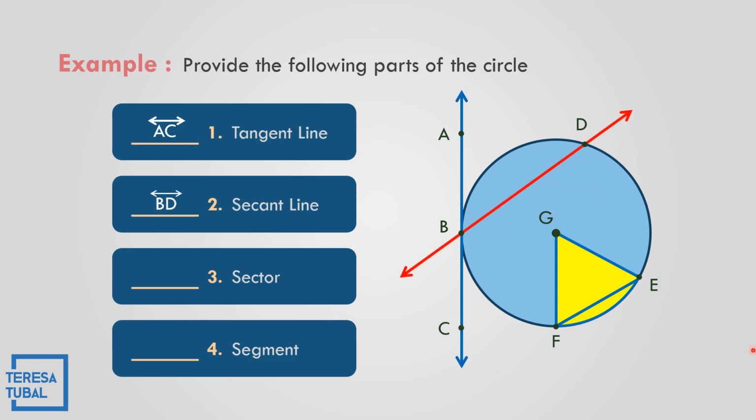So let us identify the sector. The sector, yun yung may region bounded. So that is angle EGF. While the segment, so the segment is segment FE. So ito yung may kulay, meron daw chord, and then arc.